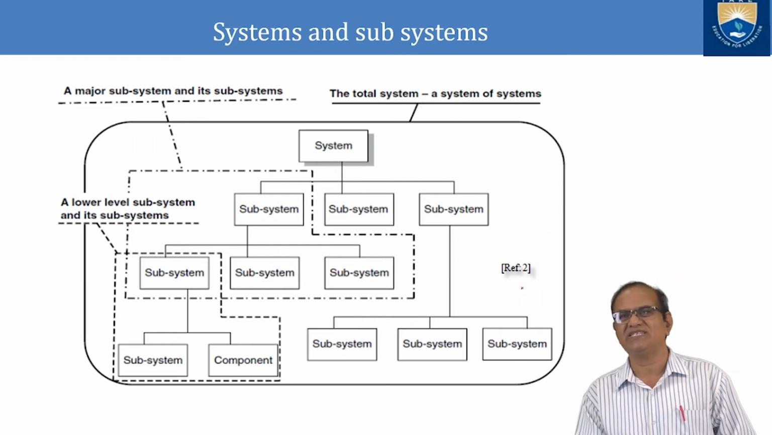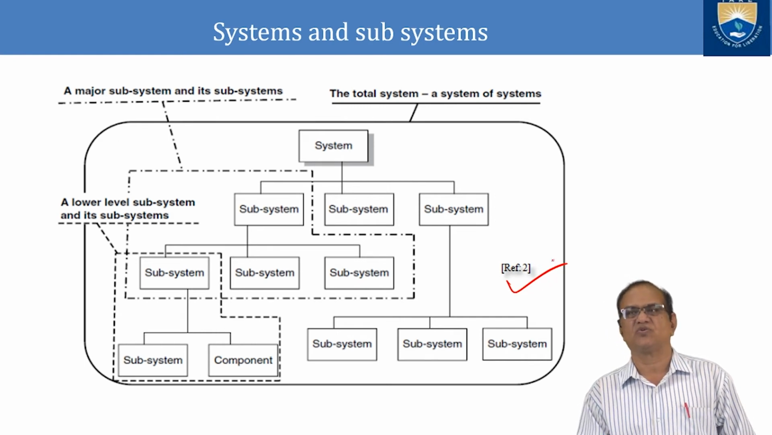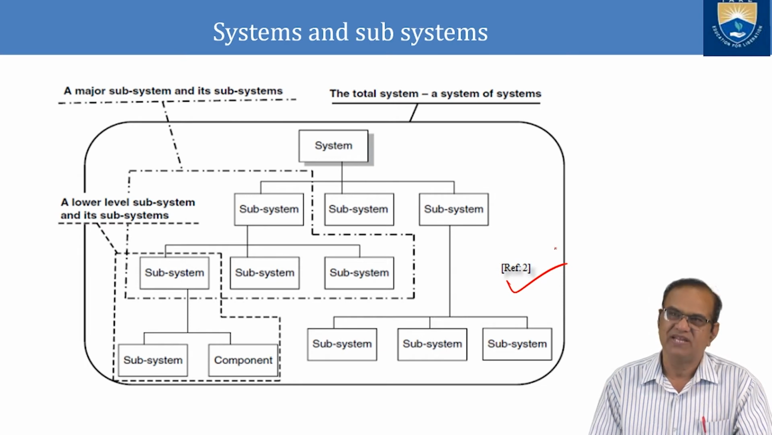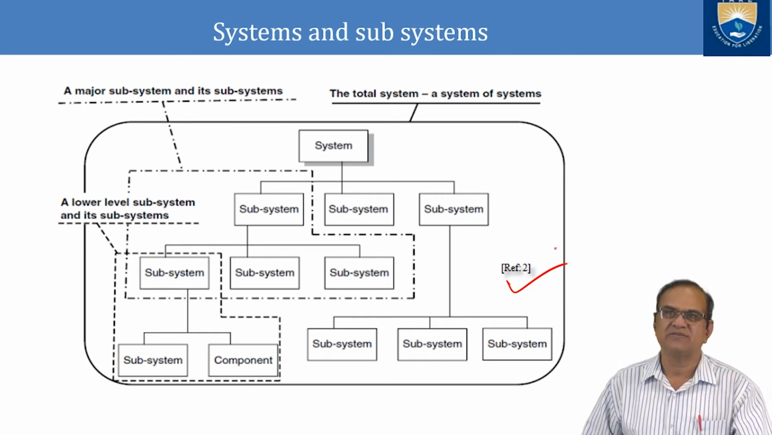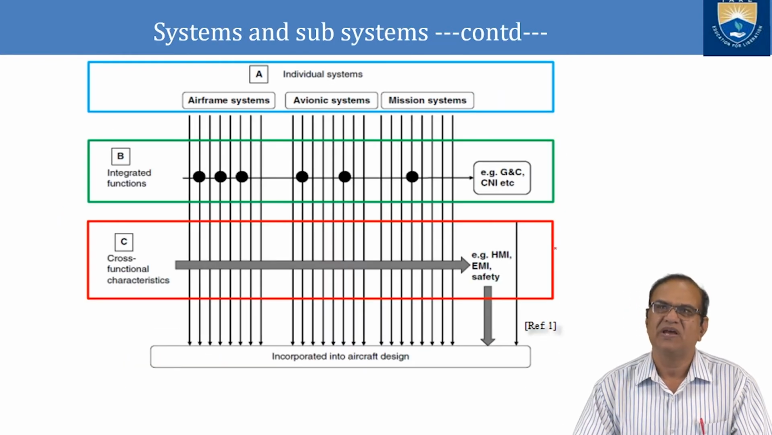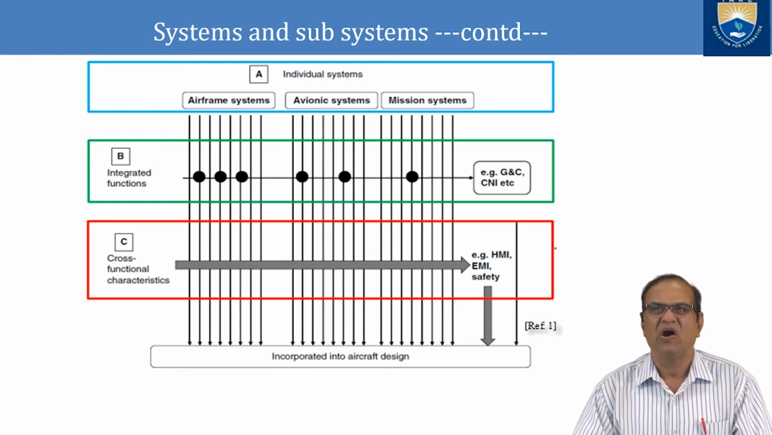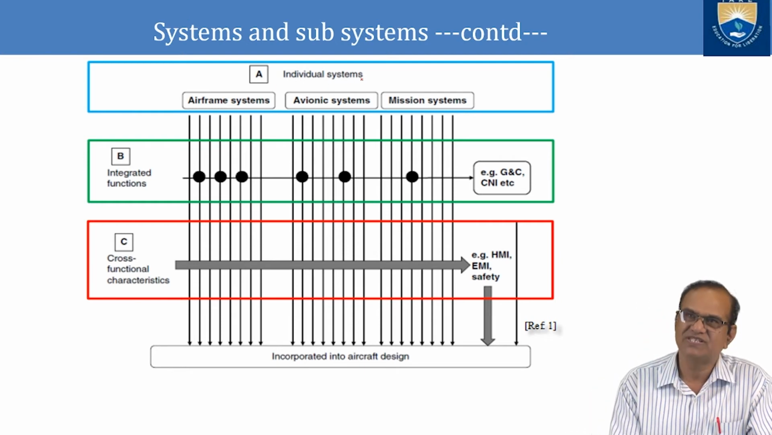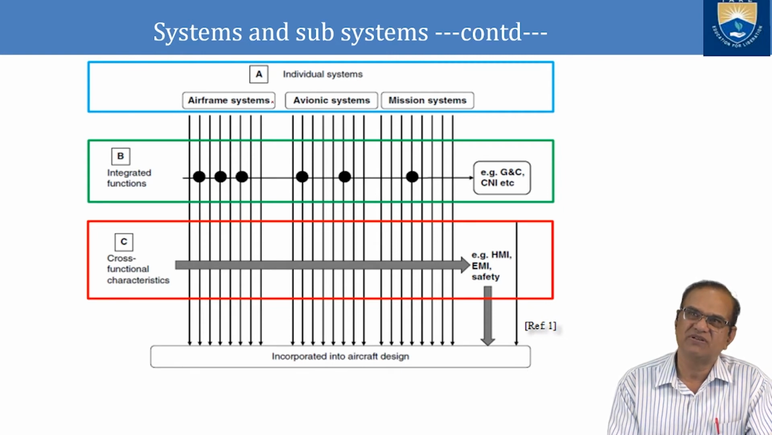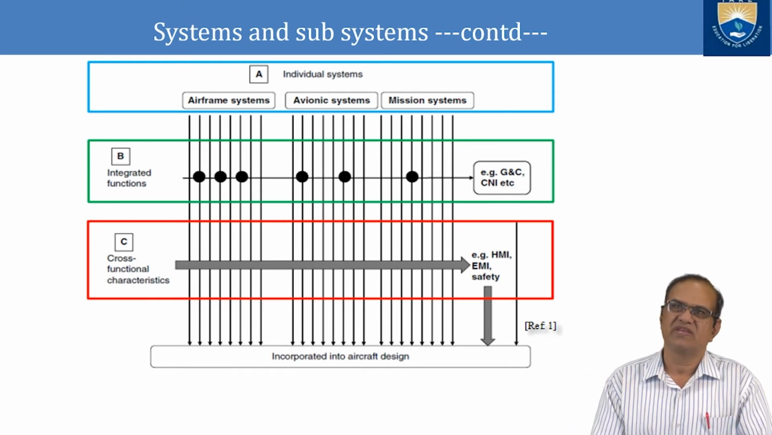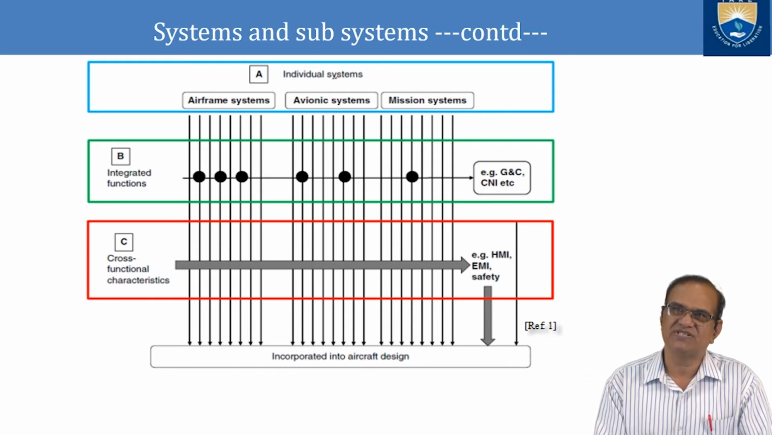So this we can divide, and this I have taken from reference 2. This you can see here. This system and subsystem concept we have to understand very well. Subsystems and subsystems, it continues again. So here you can see the individual systems: airframe systems, avionics systems, mission system. A part is individual systems. Then B is integrated functions.